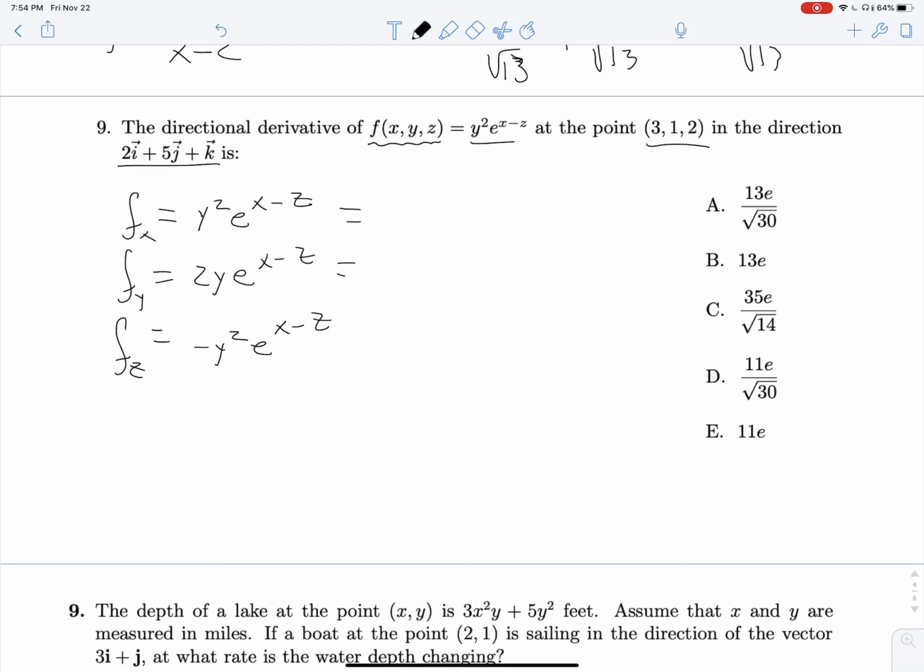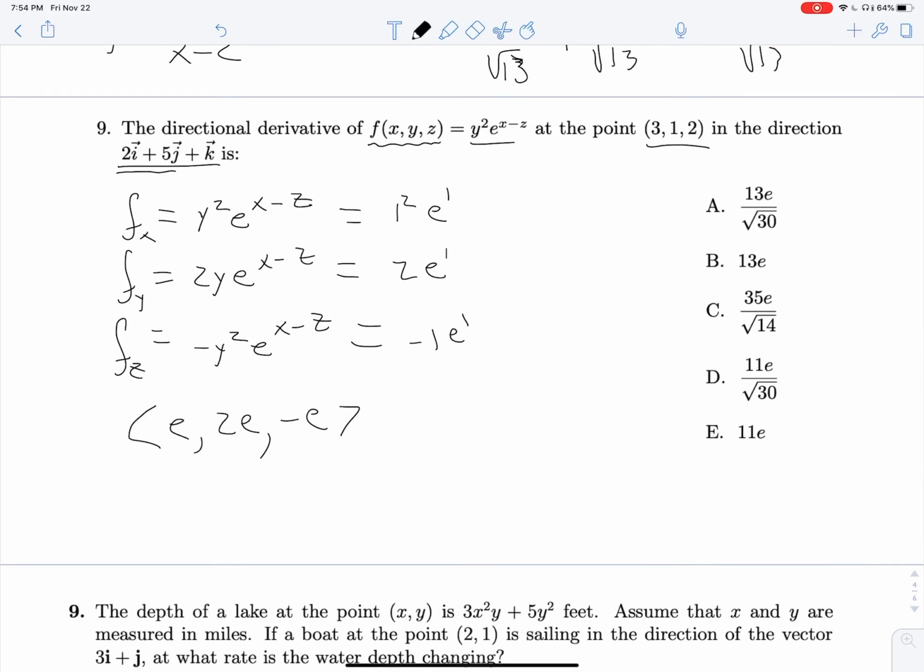So now evaluating at the point 3, 1, 2, well, this is going to be 1 squared e to the x minus z, which is just going to be e to the 1. So all of these are just e to the 1, e to the 1. And we have a 2y here, that's going to be 2. And we have a negative y squared here, which is going to be negative 1. So overall, our gradient vector at this point is e, 2e, negative e.